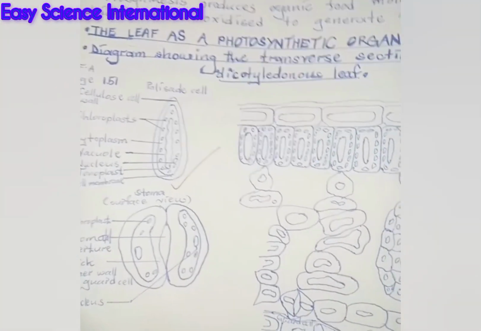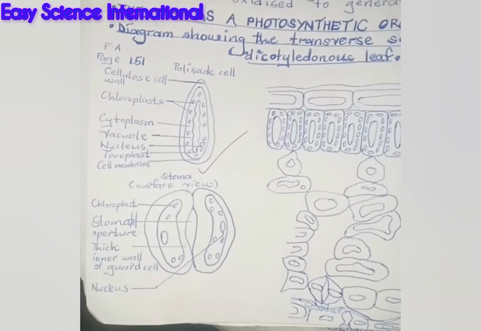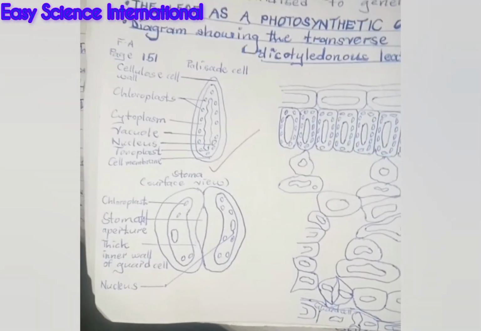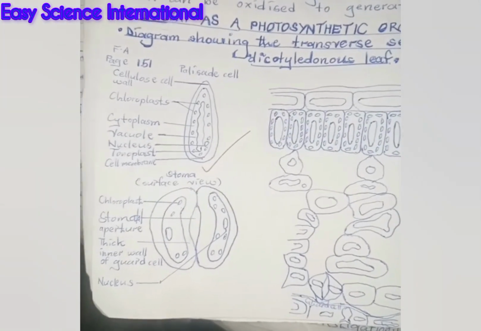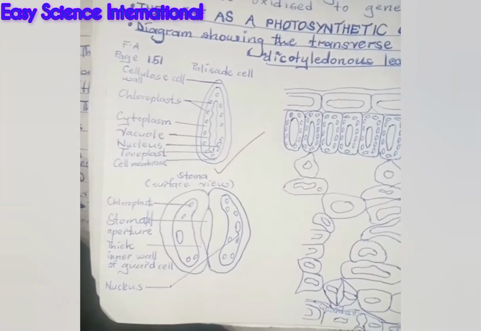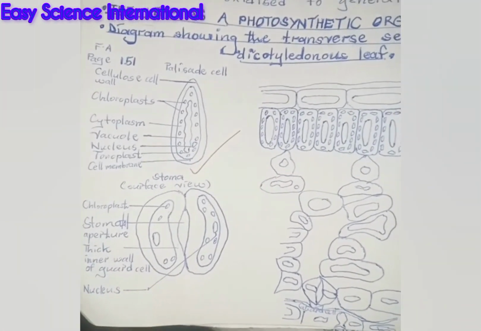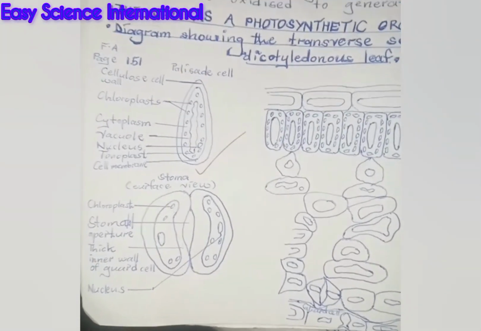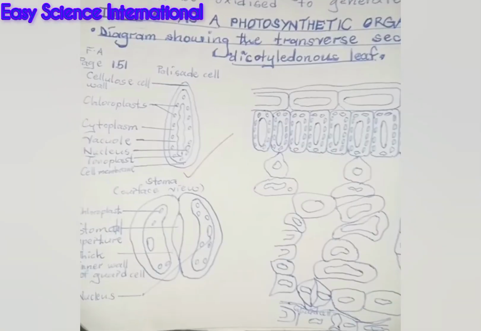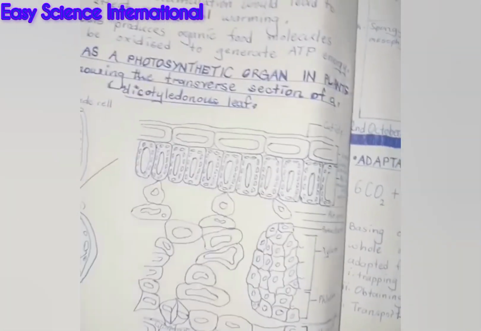That's just the structure. Then we have an important structure in the lower epidermis of the leaf, and that is the stoma. Basically you can look at the surface view. They are made up of 2 guard cells which have been shaped. So the parts here, we have the chloroplast, we have the stomatal aperture. Now the inner wall of the guard cell is thick, and then you also have the nucleus. The outer wall is thin. Now this is the broad structure.